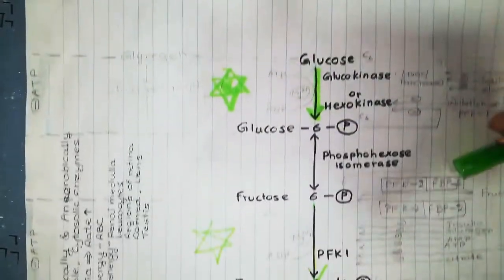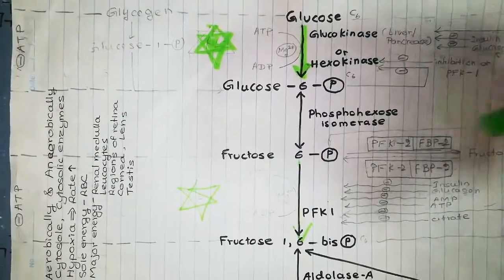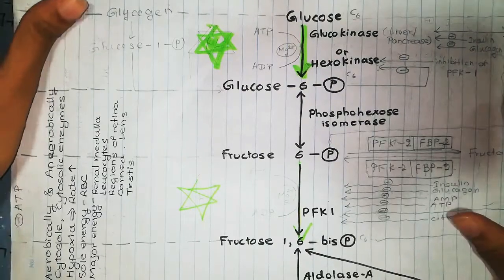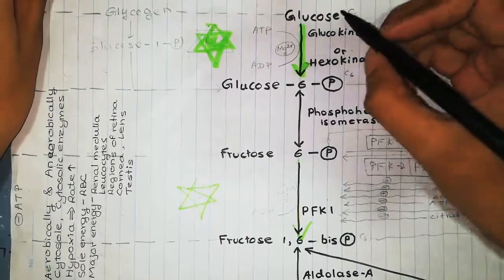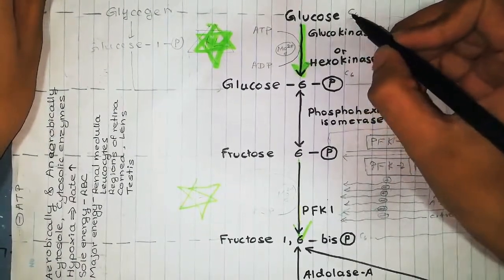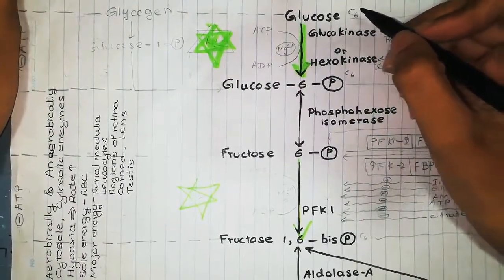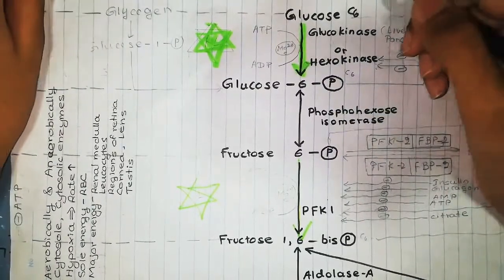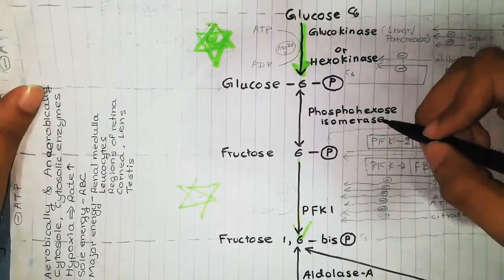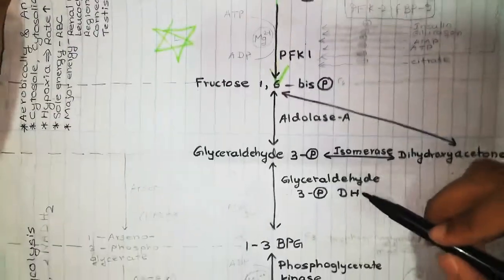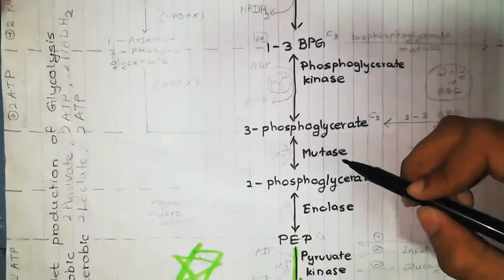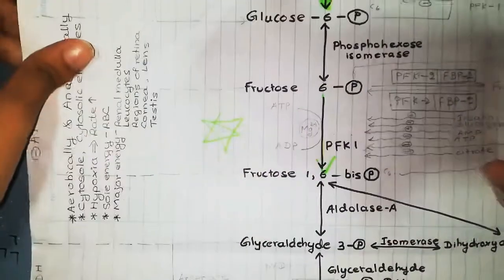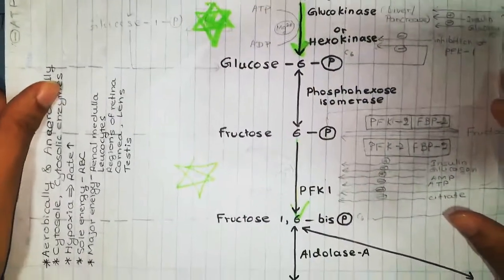So next we have to do is marking the number of carbon atoms of each molecule. Okay, then you know that glucose is a hexose sugar, so it contains 6 carbon atoms, and I have to tell that the kinases, isomerases, dehydrogenases, and mutases and enolases, they do not change the number of carbon atoms in the reaction.